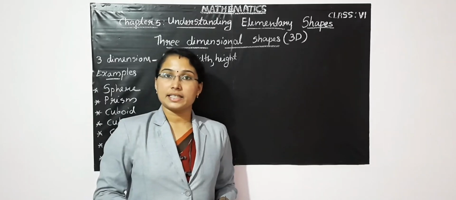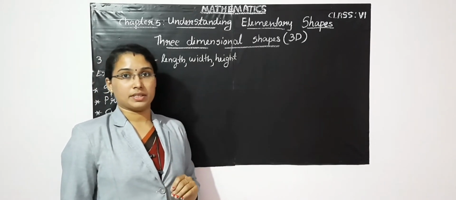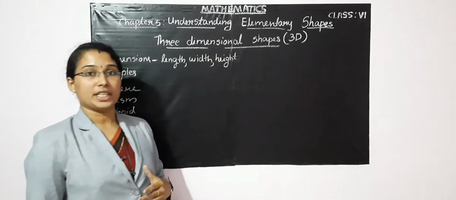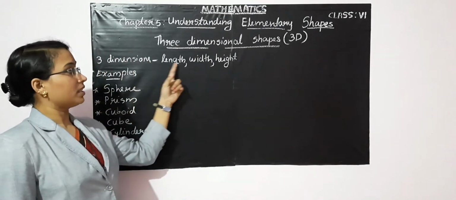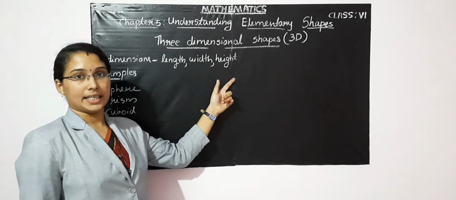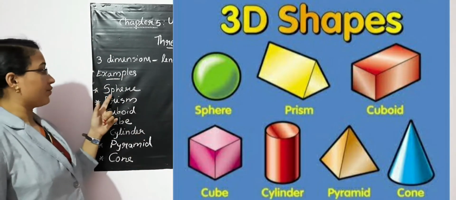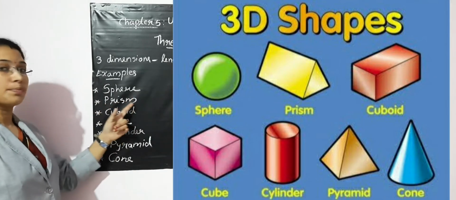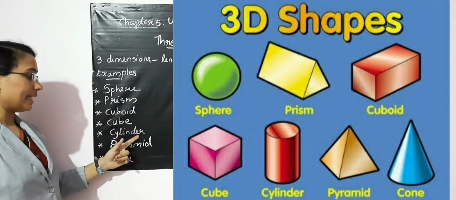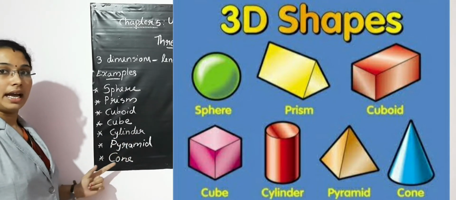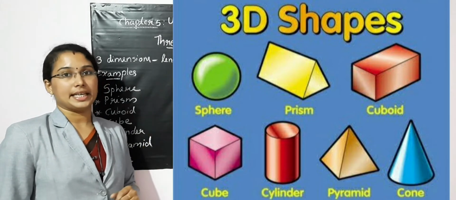Okay, let us discuss three-dimensional shapes, or 3D shapes. Three-dimensional shapes or figures have three dimensions: length, width and height. The examples are in this figure. First, a sphere, then prism, cuboid, cube, cylinder, pyramid and cone. These are the examples of 3D shapes.